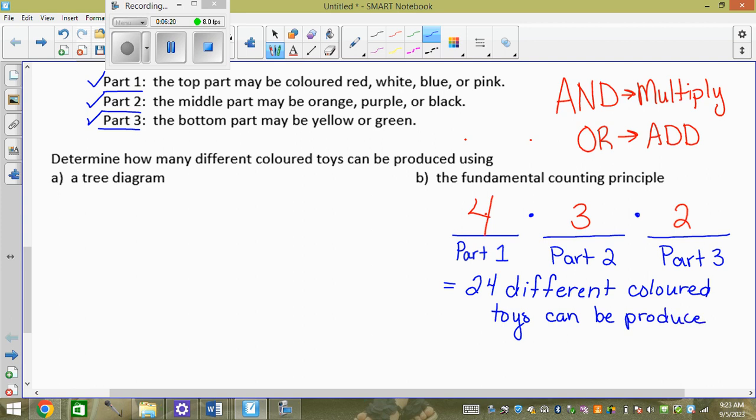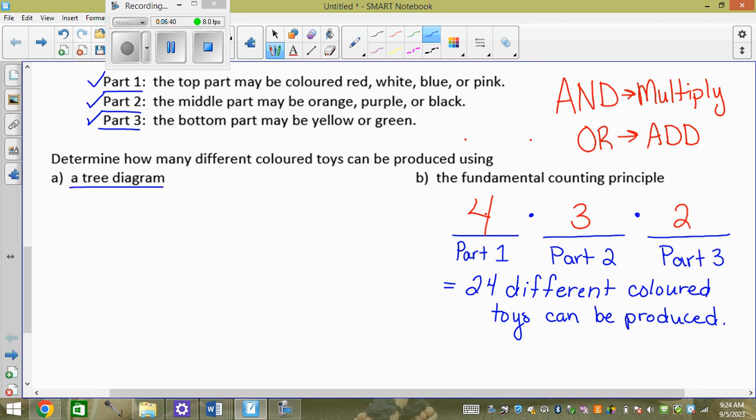Now, I will always use the fundamental counting principle. I'm not going to use the tree diagram. But I'm going to show you the tree diagram, because if I don't show you the tree diagram, you guys are blindly following me and saying, she's right, because she's the teacher. But I'm not actually showing you why I'm right. So I want to show you using a tree diagram why you actually get 24.